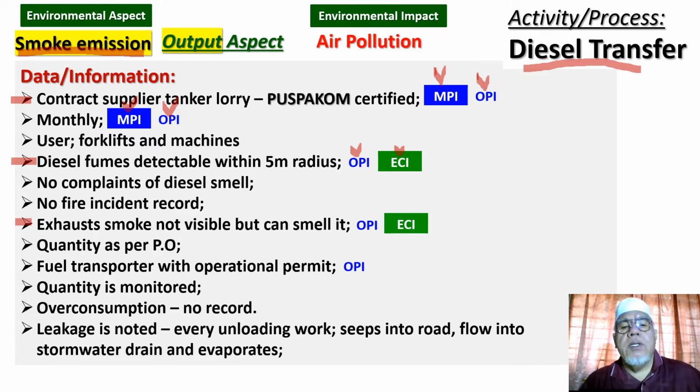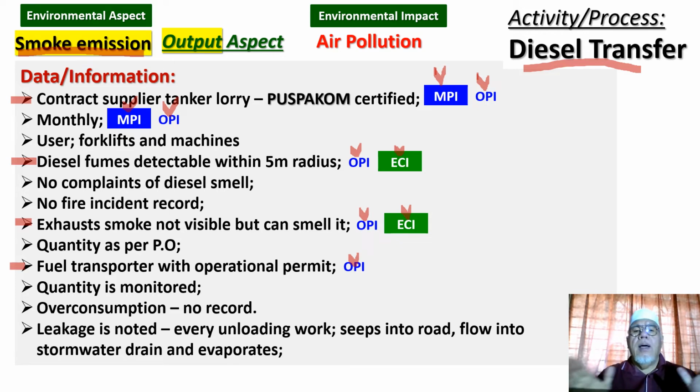This has something to do with this directly, and exhaust smoke is occurring during the operation of diesel transfer. So one operational performance index over there, and not visible is actually an indicator of pollution, an indicator of environmental conditions. So we take that in as one ECI over there. Got it? And fuel transporter operational permit. This is clearly operational performance index. And quantity is not monitored. No. Overconsumption, nothing to do with smoke emission, natural leakage, nothing to do with it. We have done it earlier, this one.